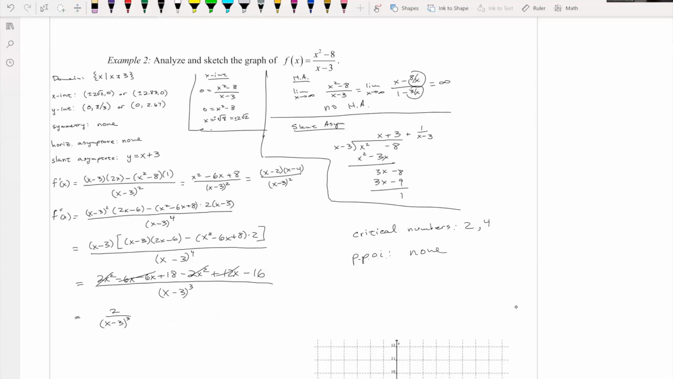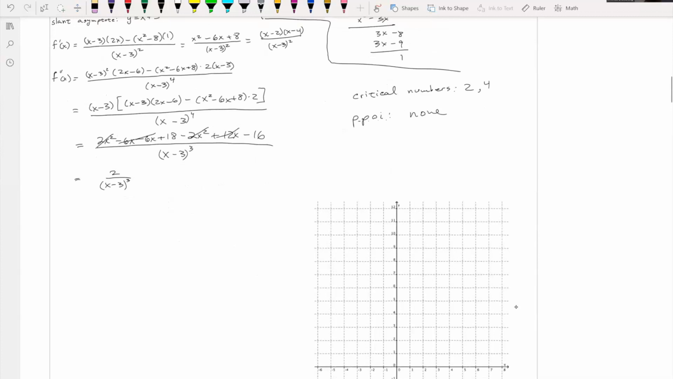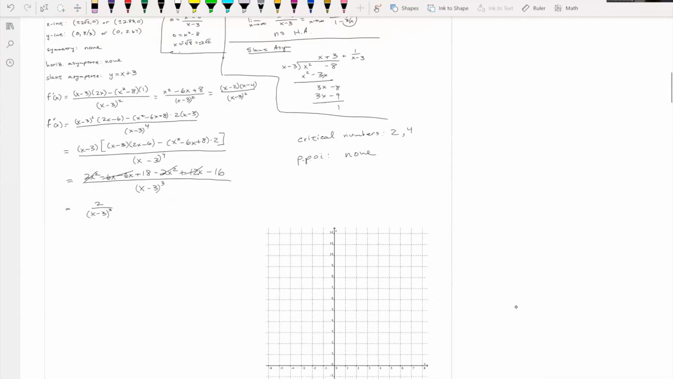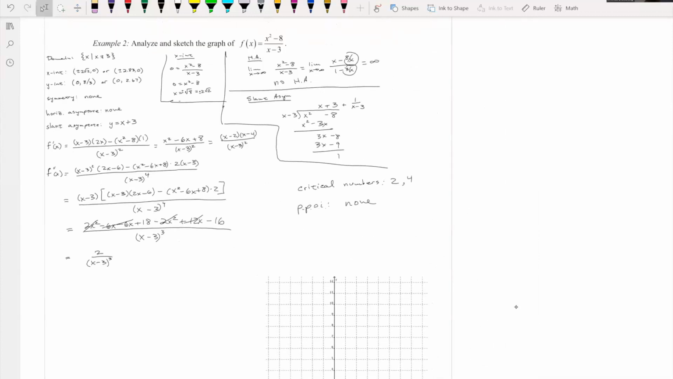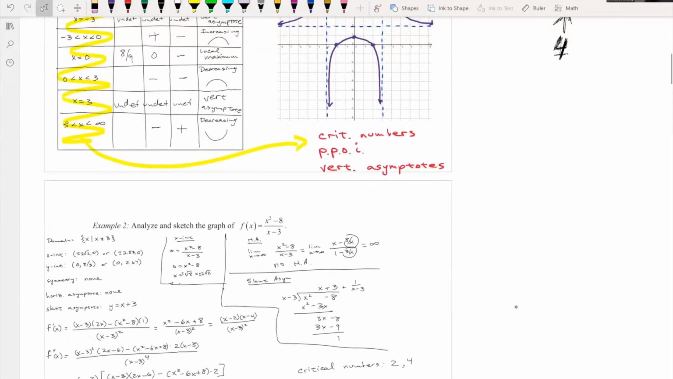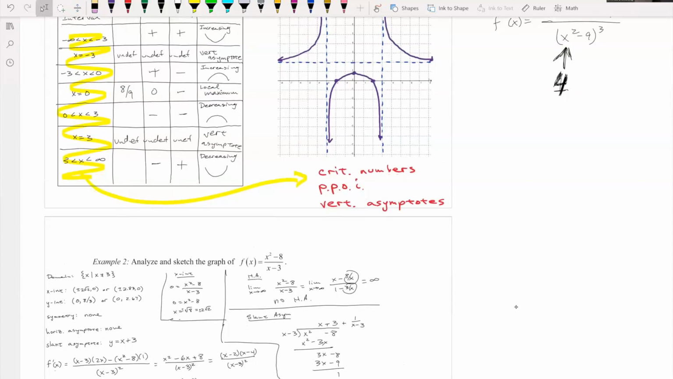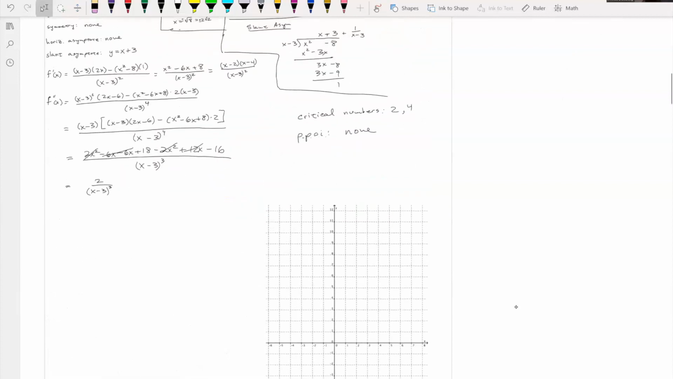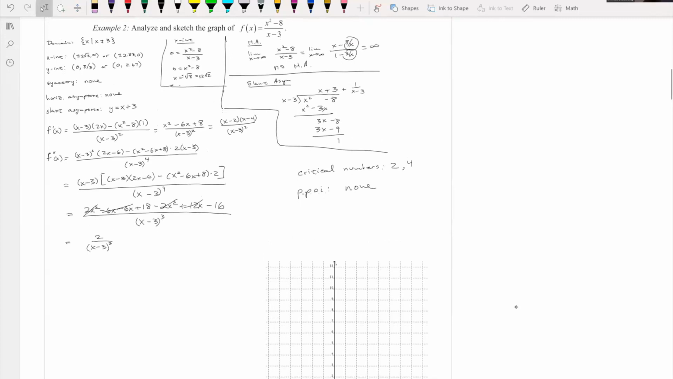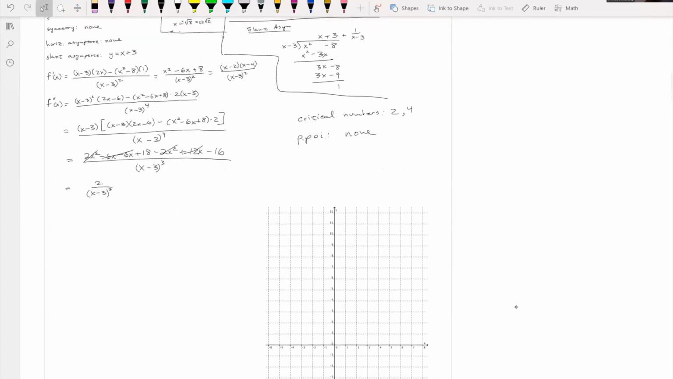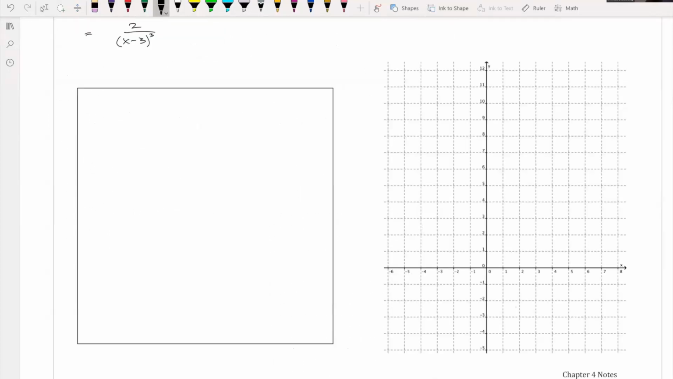All right, we're ready to start thinking about a table. Okay, so just as Karash asked at the end of that last problem, how do we come up with our intervals? We use critical numbers, possible points of inflection, and vertical asymptotes. So we have our critical numbers 2 and 4 and our vertical asymptote at 3. And that's it. So we're going to build a table and we're going to have an interval.